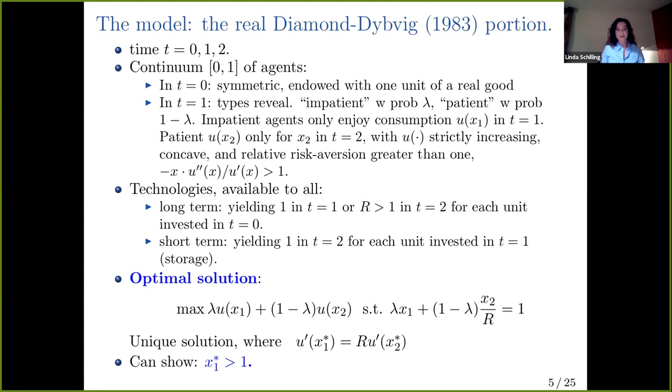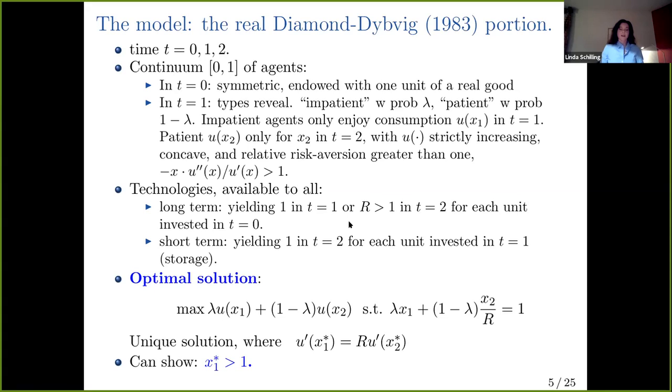And so these agents have access to a production technology that allows them to transfer consumption across time. This technology is essentially a storage technology between time 0 and time 1. For every unit invested at time 0, the technology yields 1 unit of the real asset at time 1, if you liquidate then. If you stay invested until time 2, the technology yields a high return, capital R, for sure.